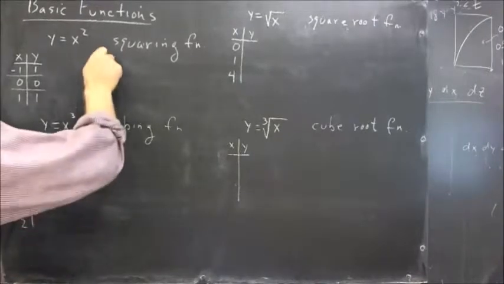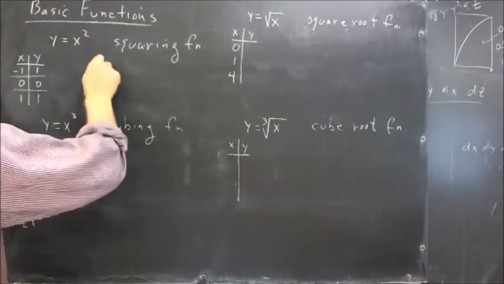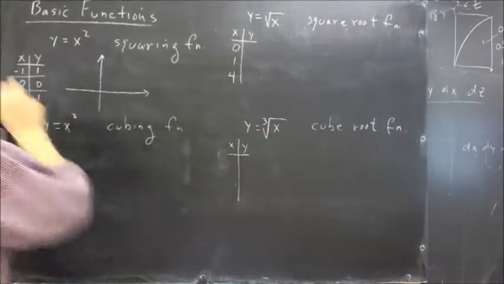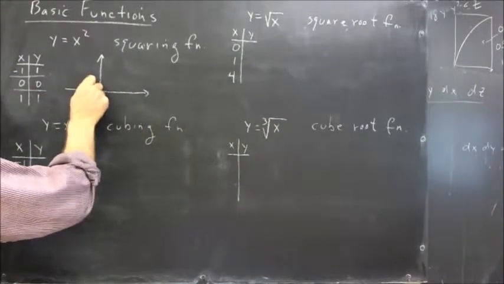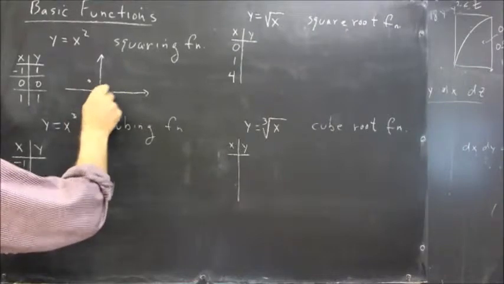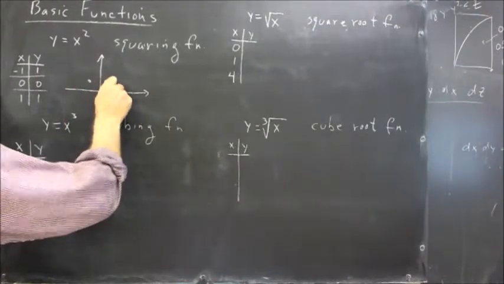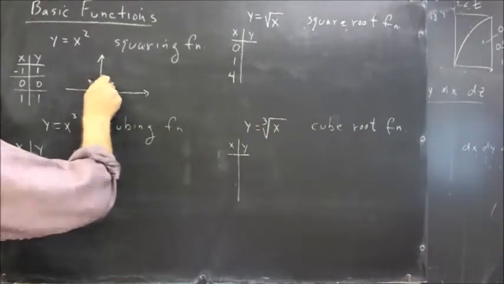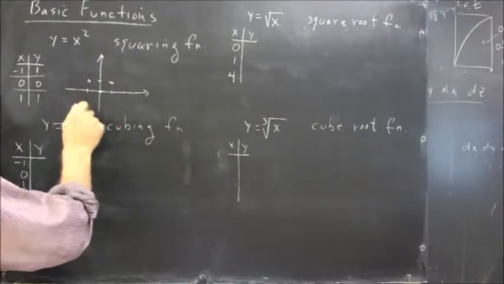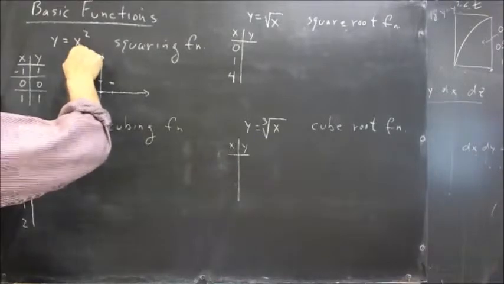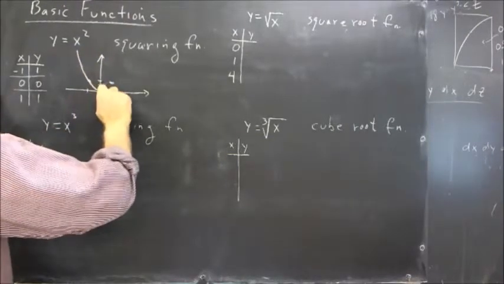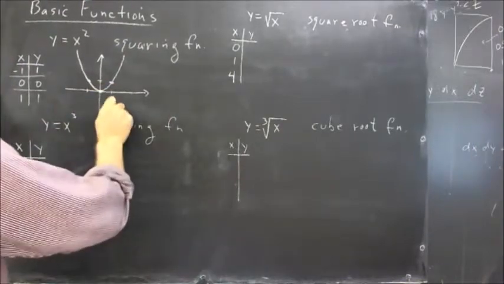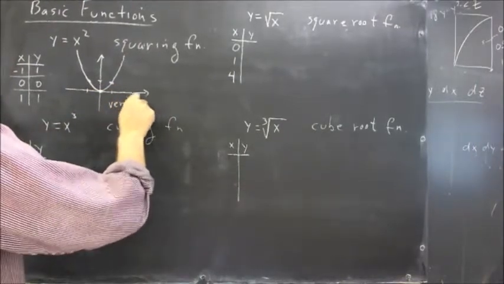The square of -1 is 1, the square of 0 is 0, the square of 1 is 1. So if we want to sketch the graph, we plot these 3 points, (-1, 1), (0, 0), (1, 1), and we indicate that this is our unit on the x and the y axis, and then we simply sketch a parabola defined by these points with a vertex at the origin.